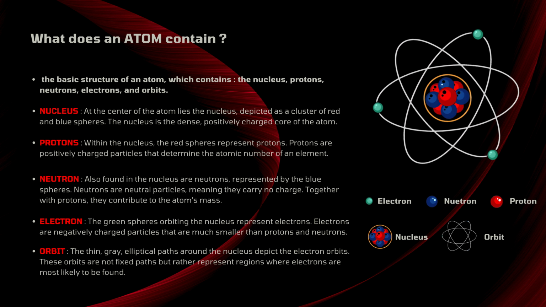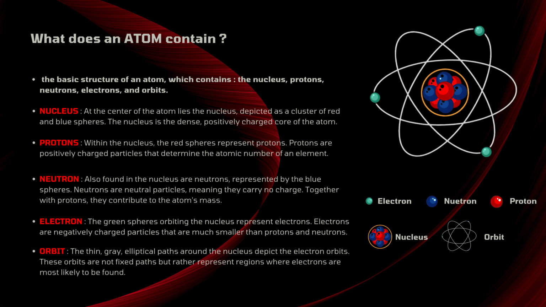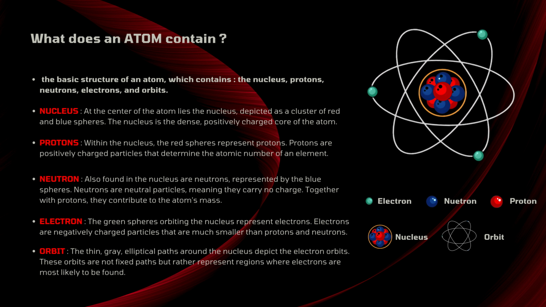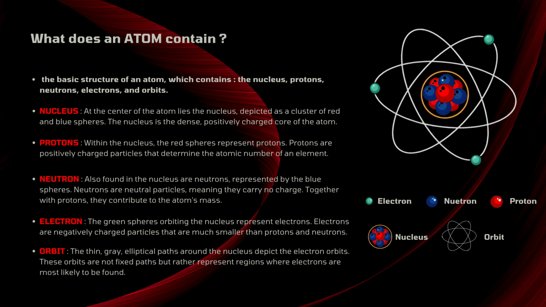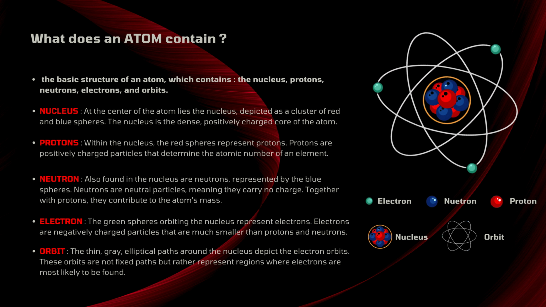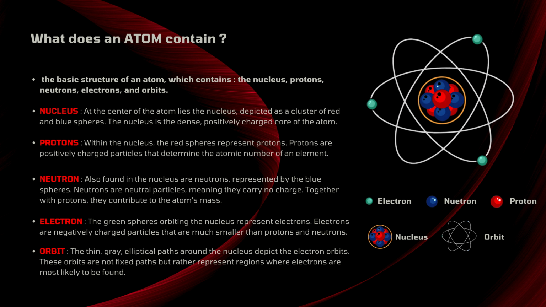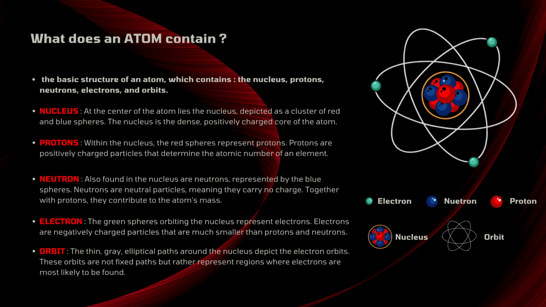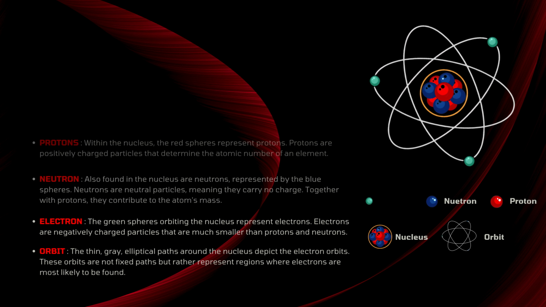Neutrons. Also found in the nucleus are neutrons, represented by the blue spheres. Neutrons are neutral particles, meaning they carry no charge. Together with protons, they contribute to the atom's mass. Electrons. The green spheres orbiting the nucleus represent electrons. Electrons are negatively charged particles that are much smaller than protons and neutrons. Orbits. The thin, gray, elliptical paths around the nucleus depict the electron orbits. These orbits are not fixed paths but rather represent regions where electrons are most likely to be found.